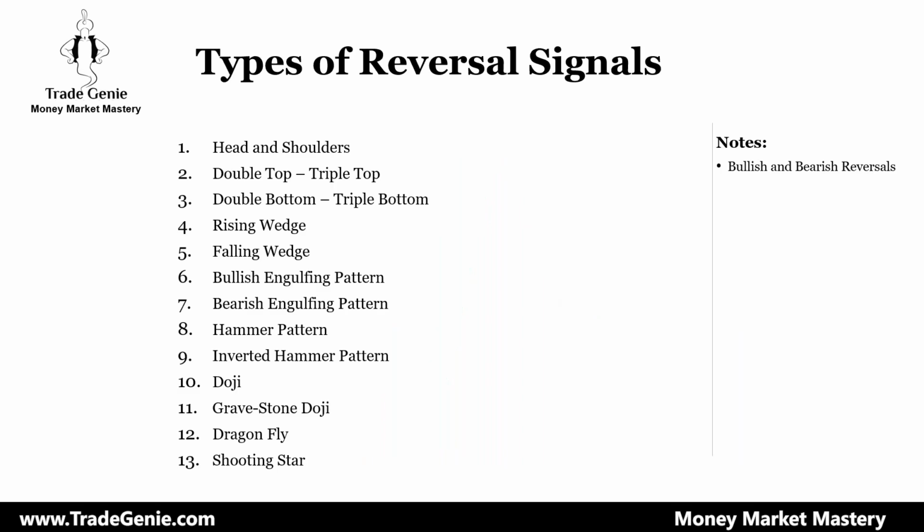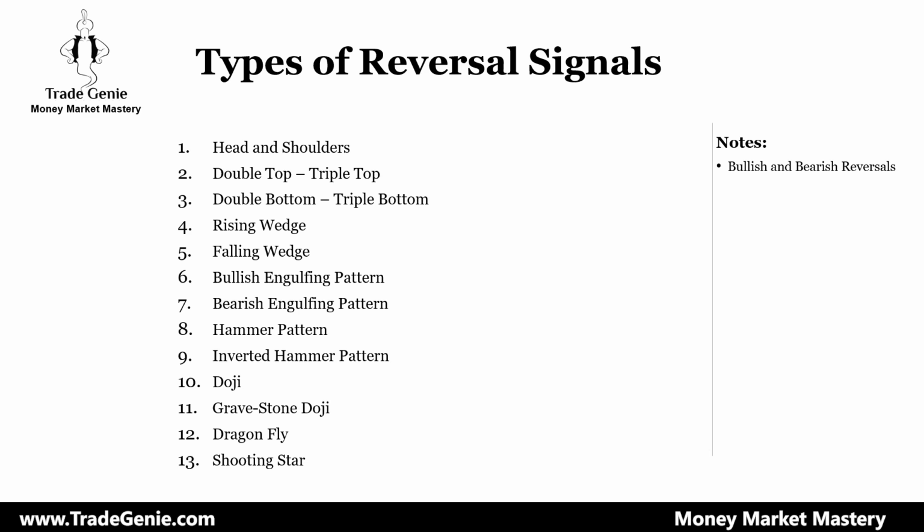Now there are many types of reversal signals. So I wrote it down: 13 kinds of reversal signals. You can study all your life trying to figure out all the reversal signals. These reversal signals are also not just one thing, like every candle looking like a hammer, or every candle looking like a doji. It's a full landscape analysis.